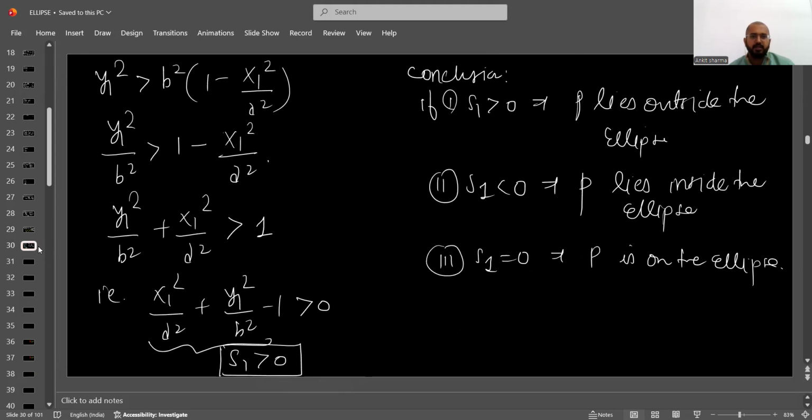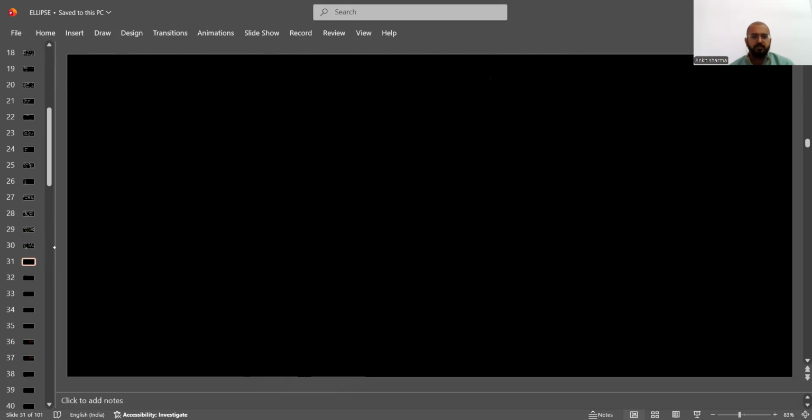Now, let us see the next part. That is, we now need to define the auxiliary circle because we want to get the parametric forms. So, auxiliary circle.